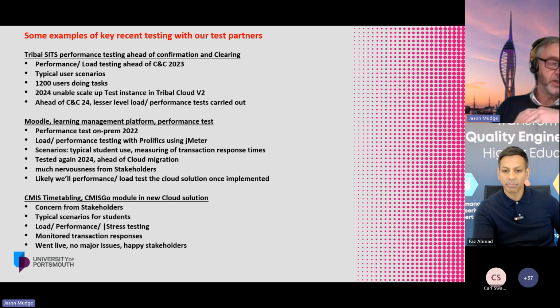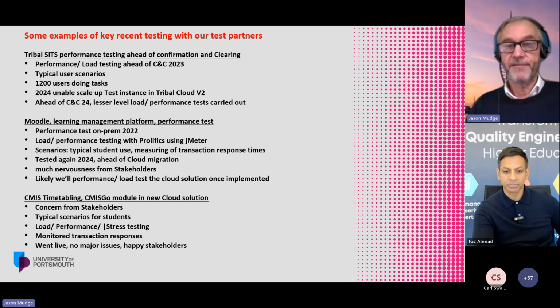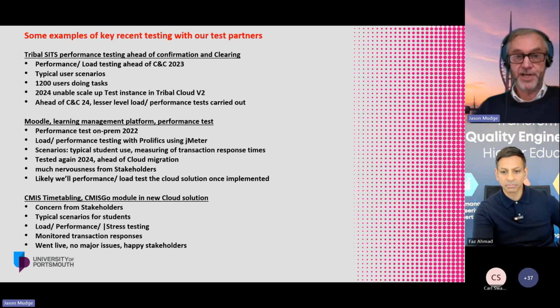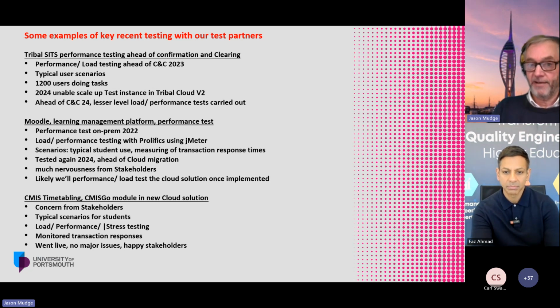I've got some examples here of the non-functional testing that we've done, particularly with Prolifics, and how they've helped us. The first one, and it's always the first one in town, isn't it? Tribal sits ahead of confirmation and clearing. It's an absolute key business system for students, a key source of students' data, with interfaces to many other systems.